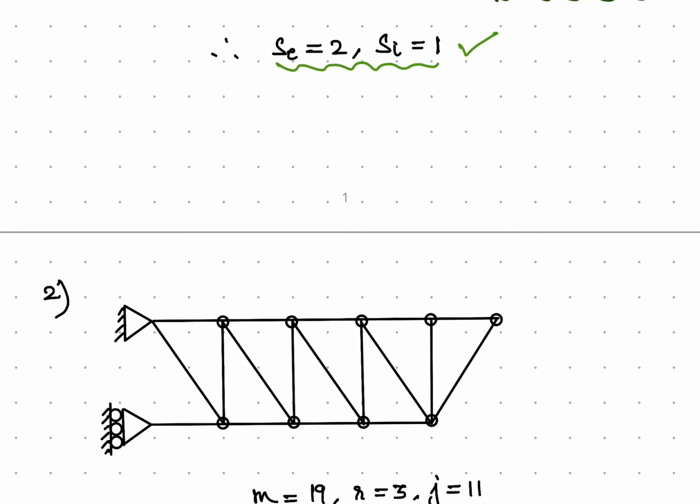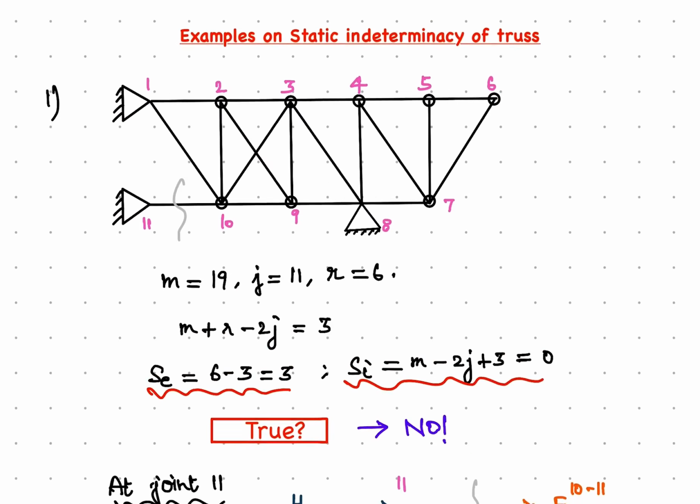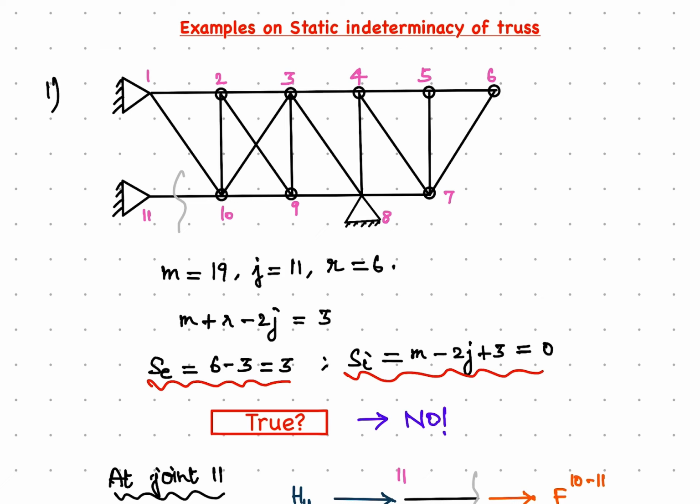So the overall take-home message here is we can't just rely blindly on the formula. The formula helps, but not always. So we need to make a proper inspection of the way in which the supports are arranged. Also, we need to see which of the unknowns are really not known and which are really known. And apart from that, we also need to check the way in which the truss members are configured.